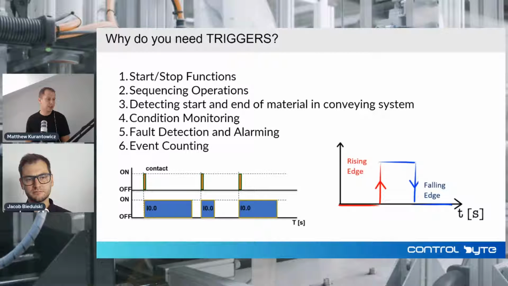Okay, so next, detecting the start and the end of material in a conveying system. I will show you this functionality in a moment with the Factory I/O scene.